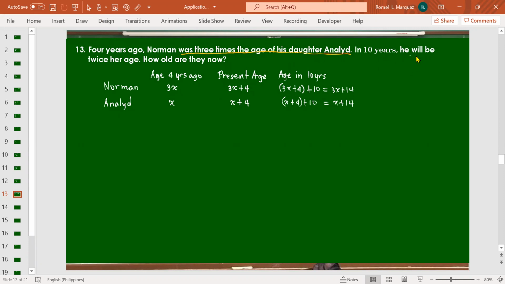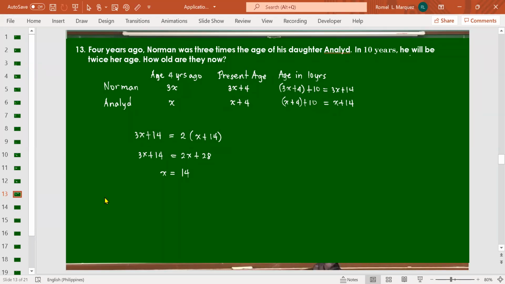What does it say about 10 years? In 10 years, Norman will be twice the age of Annalyn. What is Annalyn's age in 10 years? x plus 14. So this is now 2x plus 28, which is equal to 3x plus 14. So x therefore is 14.